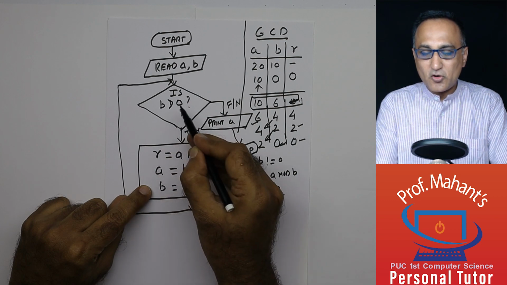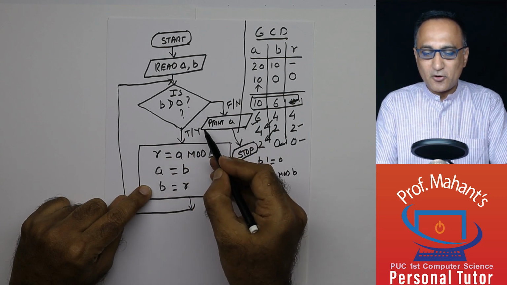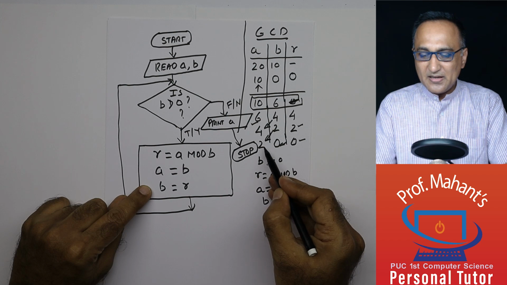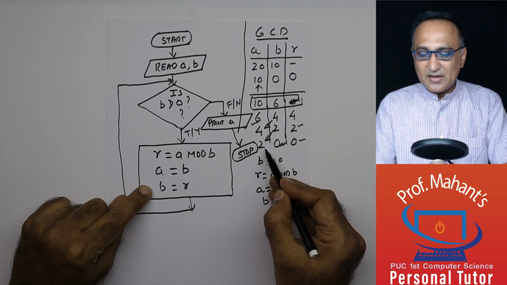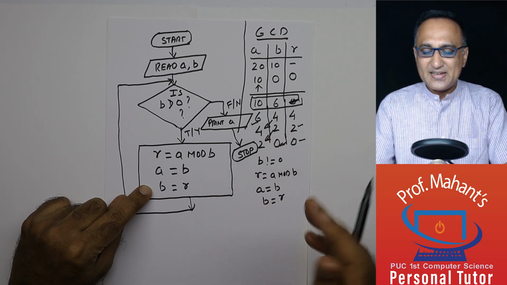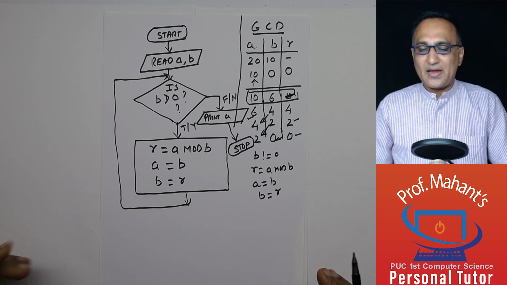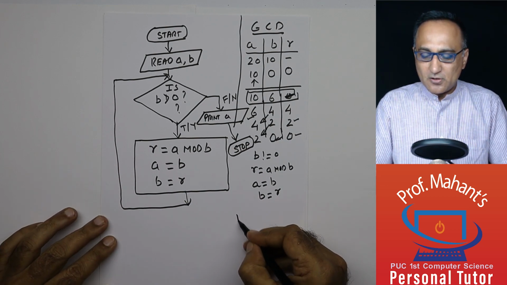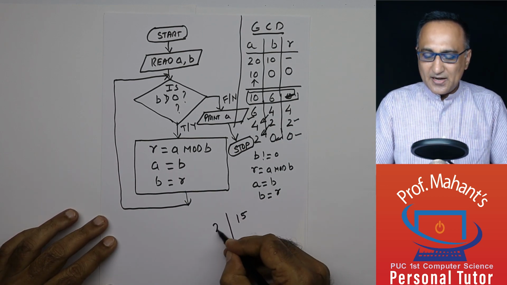0 greater than 0, or 0 not equal to 0, is false. So I come here and print A, the last value of A. A happens to be 2. So 2 is the greatest common divisor of 10 and 6. This way you can try working out different combinations of numbers, like 20 and 15.